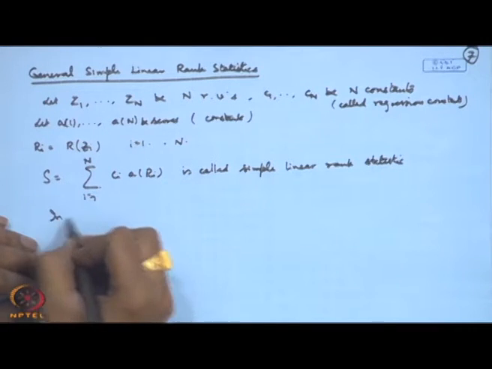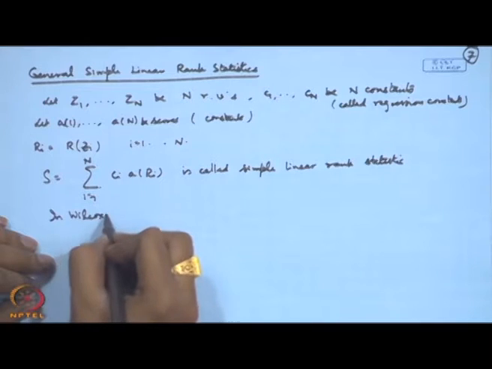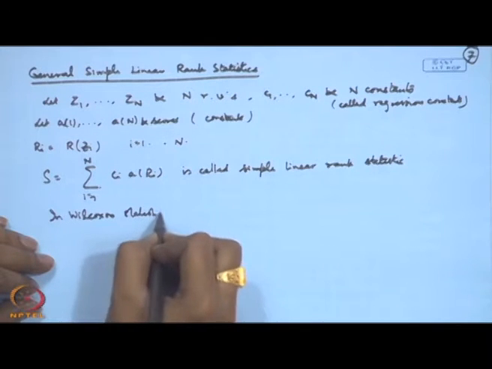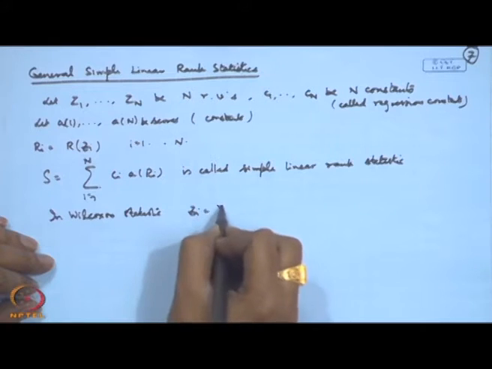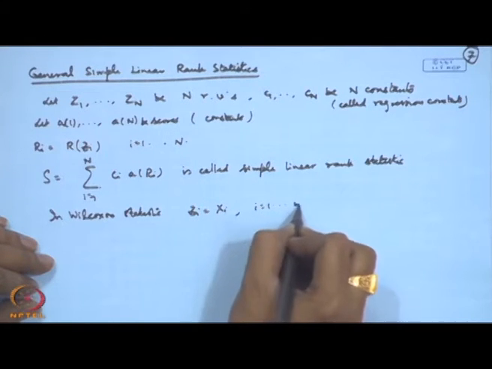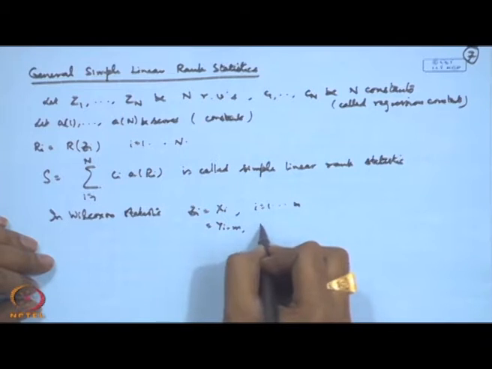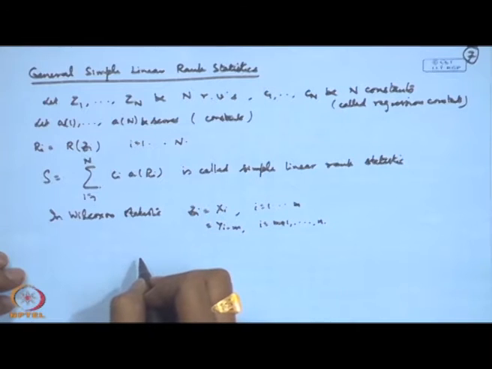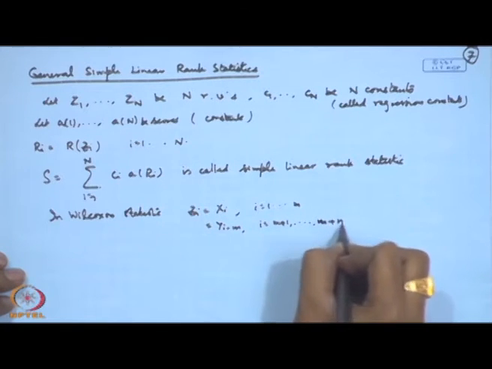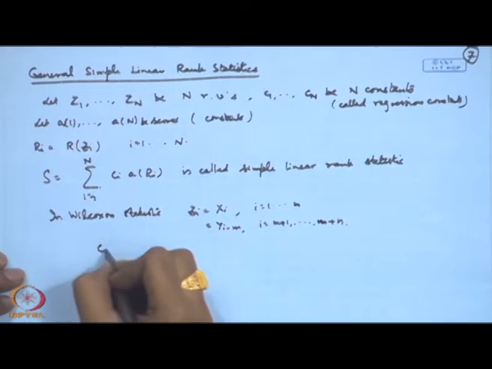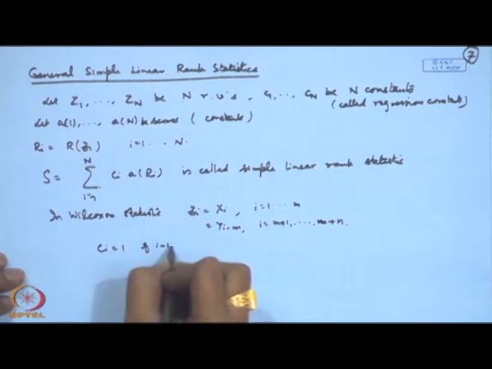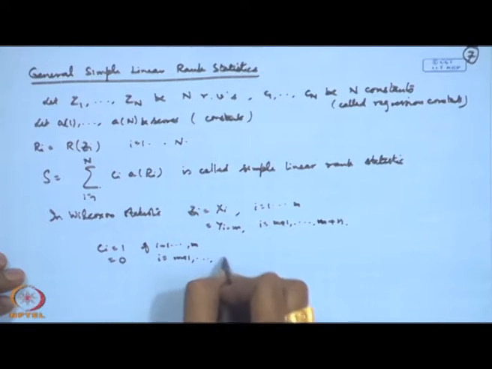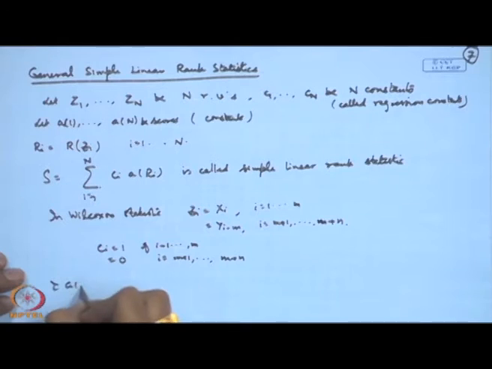See, in the Wilcoxon case, we have chosen Zi to be xi for i equal to 1 to m, and it is equal to y(i minus m) for i equal to m plus 1 to m plus n. And Ci is 1 if i is equal to 1 to m, and it is equal to 0 for i equal to m plus 1 to m plus n, and Ai is equal to i for i equal to 1 to n.